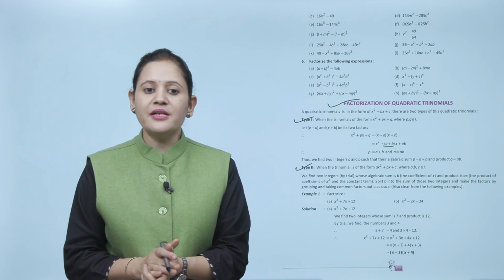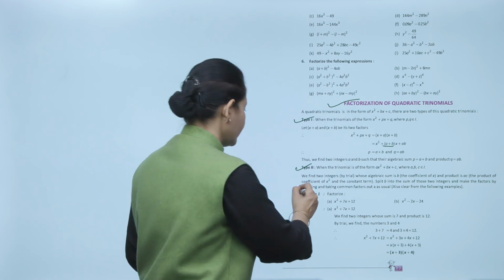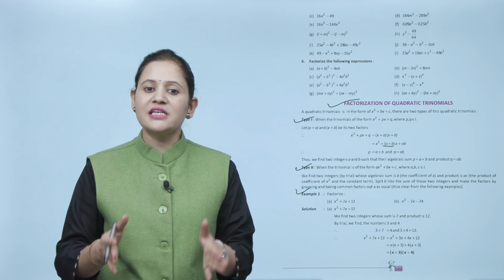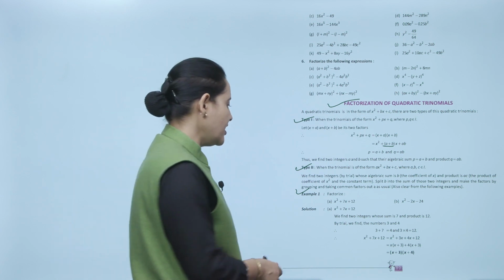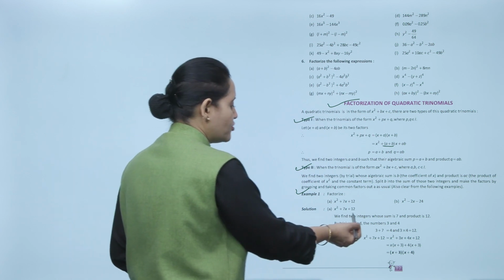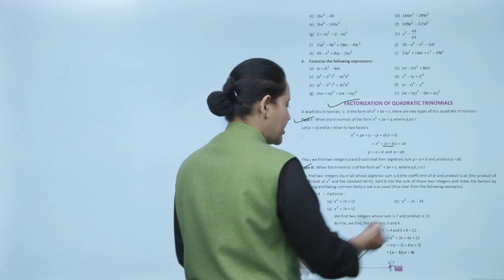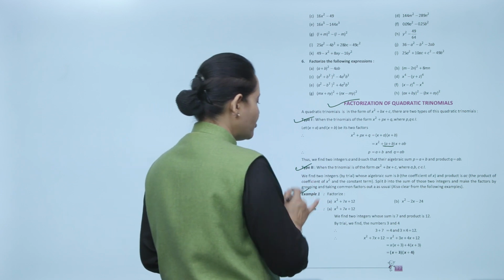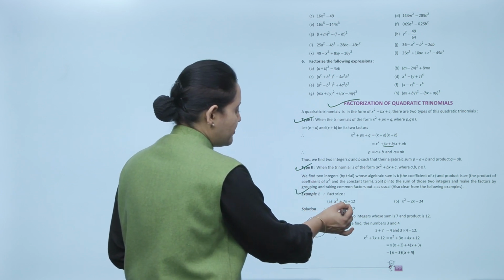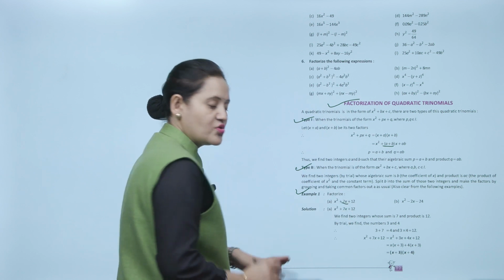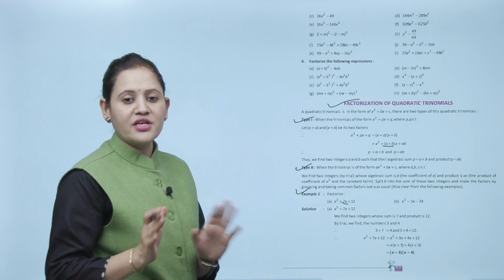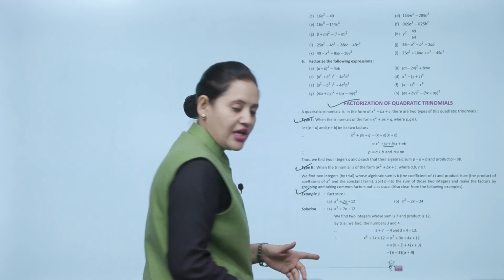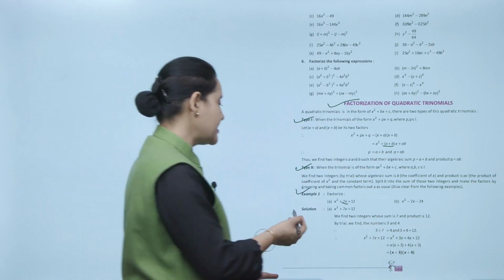Now we'll take an example. Factorize x square plus 7x plus 12. So here what we'll do? Find the two integers whose sum is 7 and product is 12. So we will factorize in this way. We have to find the two integers whose sum is 7 and product is 12. So what could it be? 3 into 4, that is 12, and 3 plus 4, that is 7.